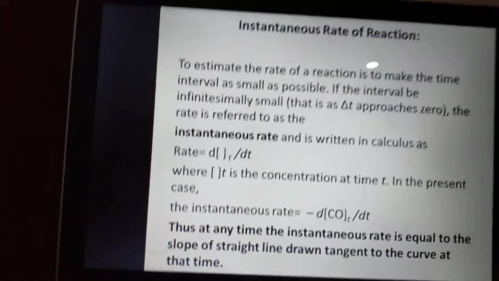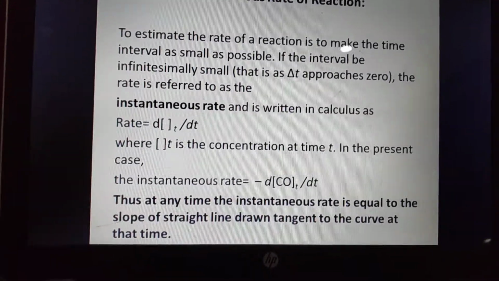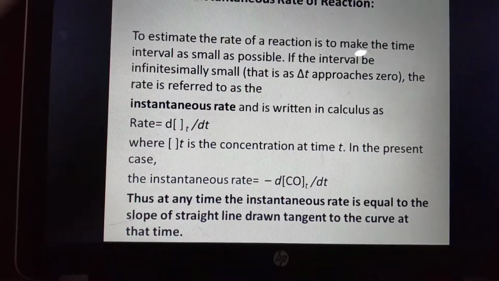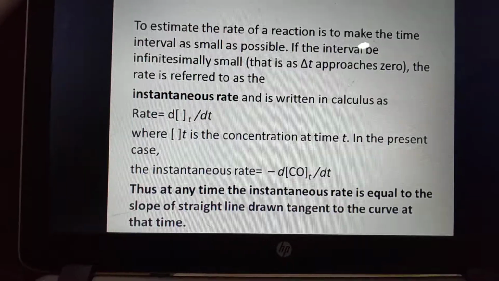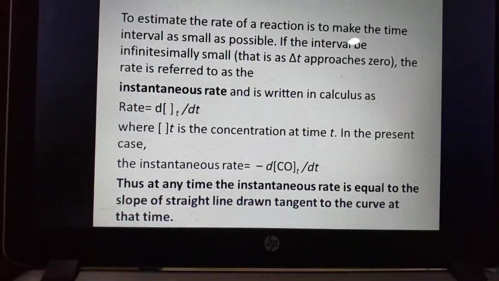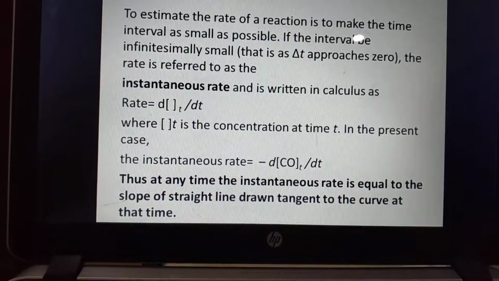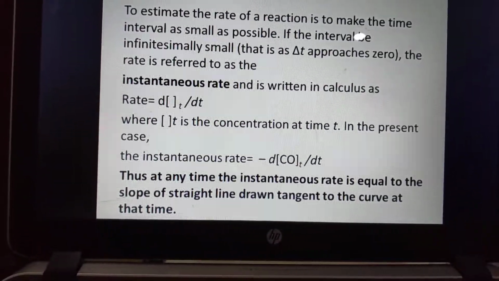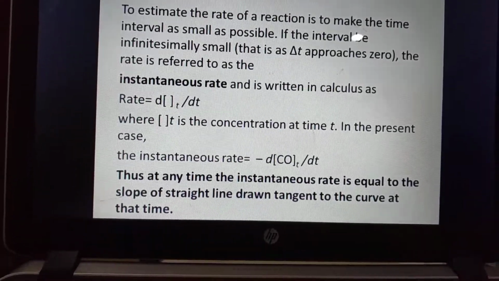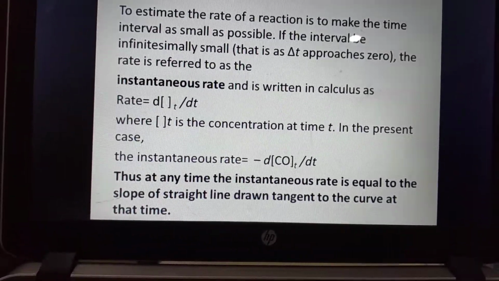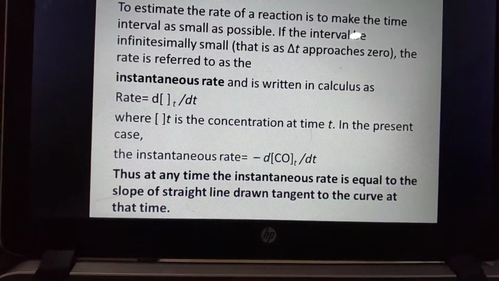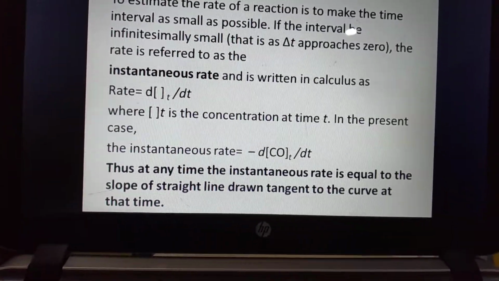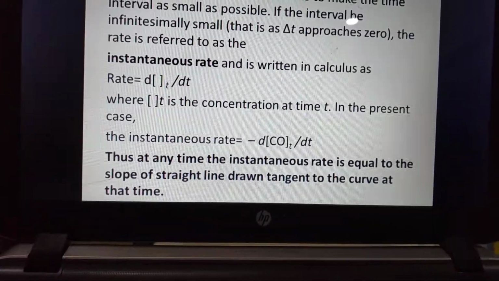Next is the instantaneous rate. To estimate the rate of reaction, make the time interval as small as possible. If the interval is infinitesimally small, that is delta T approaches 0, the rate is referred to as the instantaneous rate and is written in calculus as rate equals d concentration of the species, such as CO, at time t divided by dt, where subscript t is the concentration at that time. In the present case the instantaneous rate is equal to d[CO]/dt.